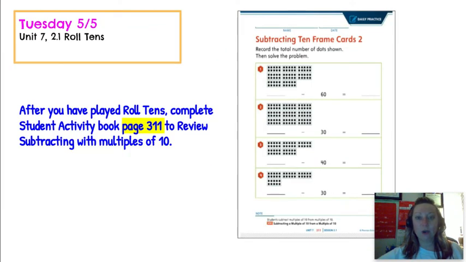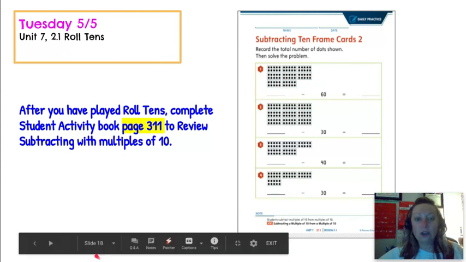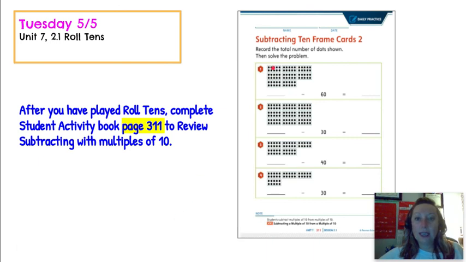After that, you guys have your workbook page. You're subtracting 10 frame cards. Make sure you remember to fill in the number here. That's a blank because they want you to write the number. So if you look right there, I was hoping I could write on here. Let's see, 10, 20, 30, 40, 50, 60, 70, 80. So I would need to write 80 right there. 80 minus 60 equals, then you write your answer over here. Don't forget to fill in that blank.